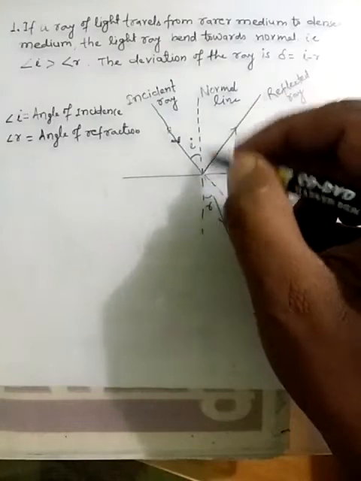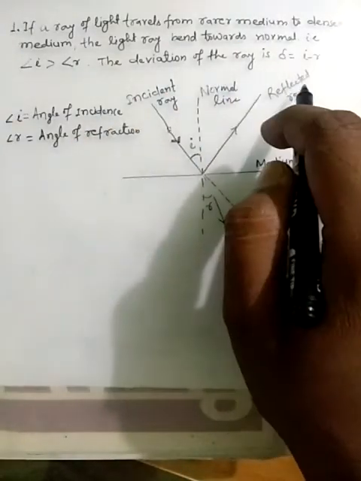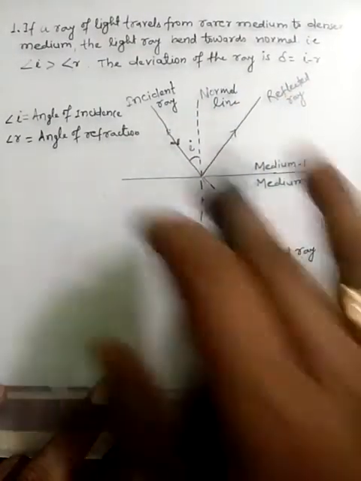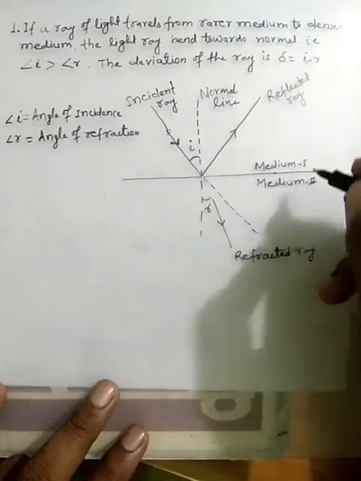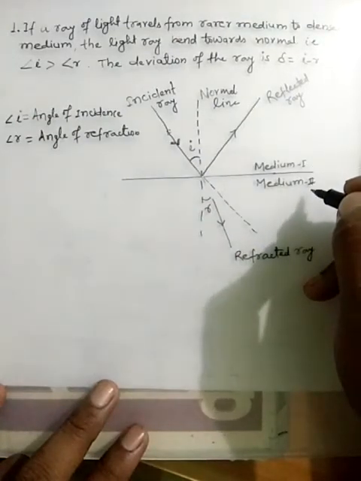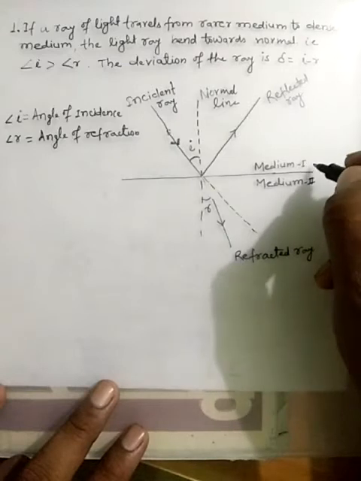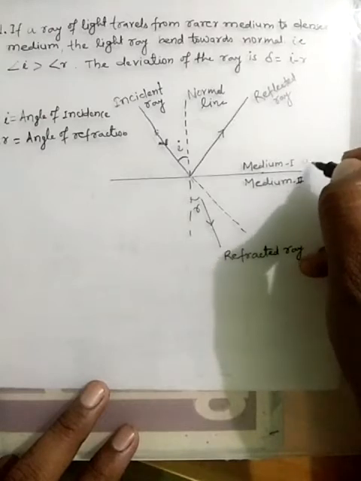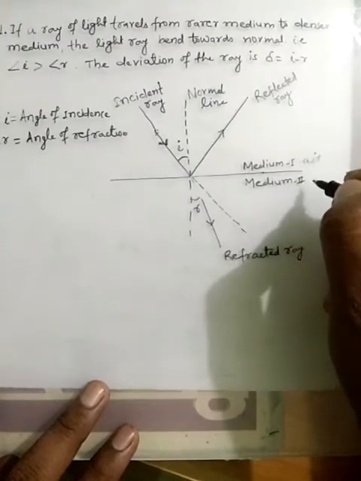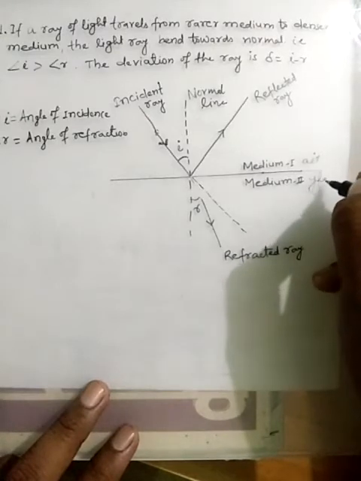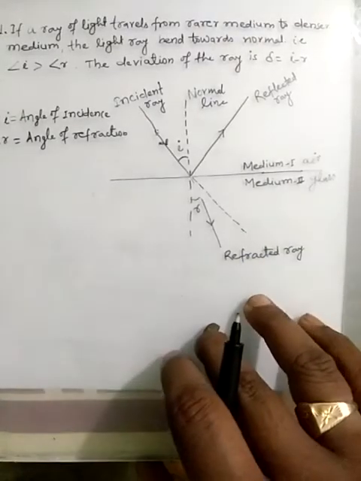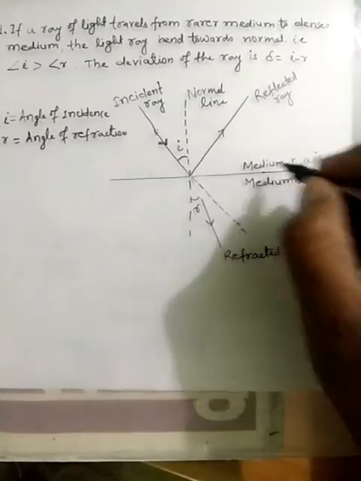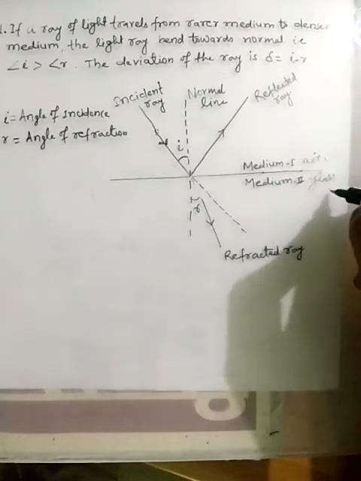This is the normal. The light ray bends towards the normal. Here is the diagram for this condition. Medium 1 is the rarer medium and medium 2 is the denser medium. Medium 1 is assumed to be air, and medium 2 is glass or maybe water. Both are denser as compared to air.